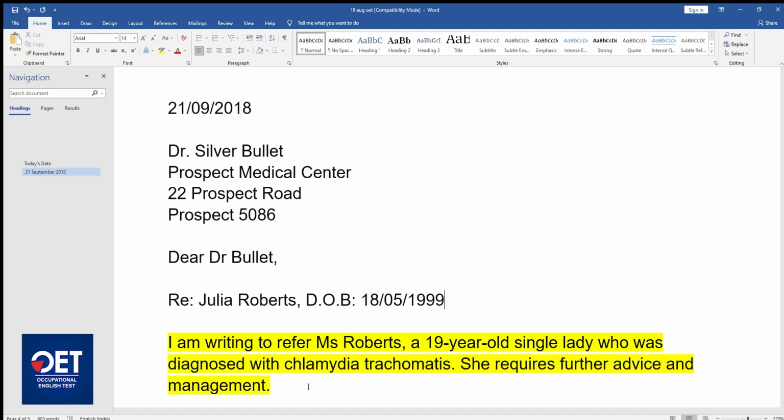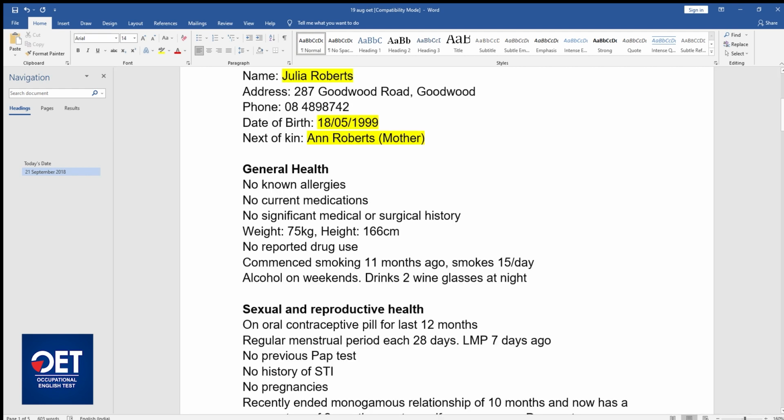Now, let's move on to body paragraph 1. Here, you need to summarize the aspects of past medical history which are given to us here in general health. If we talk about the general health, we are given the main aspects that are either normal or not very important here, like no known allergies, no current medications, no significant medical or surgical history, no reported drug use, commenced smoking 11 months ago, smokes 15 cigarettes a day, alcohol on weekends, drinks 2 wine glasses at night. Now, how will we write this?